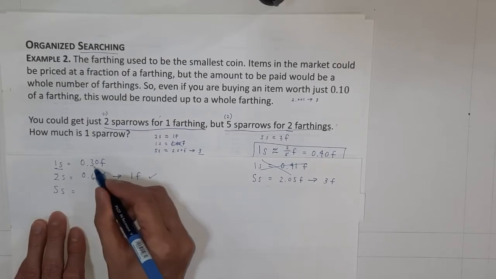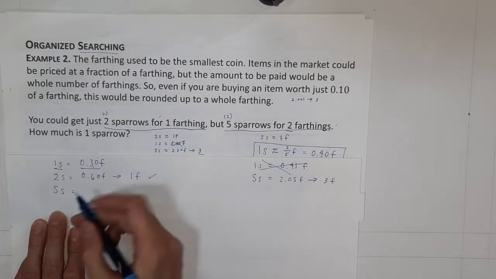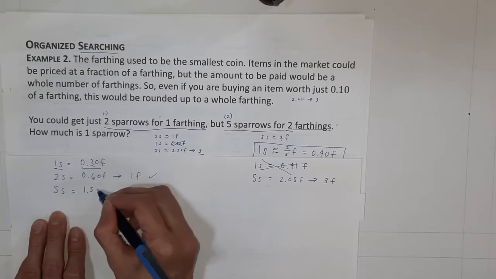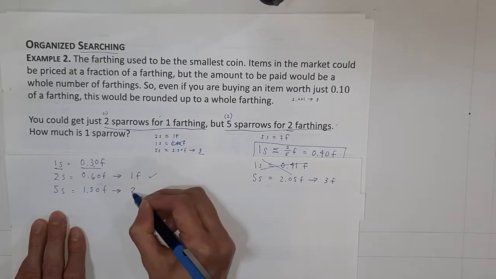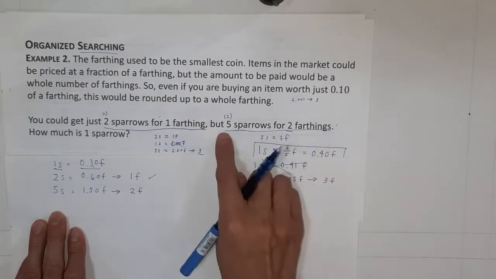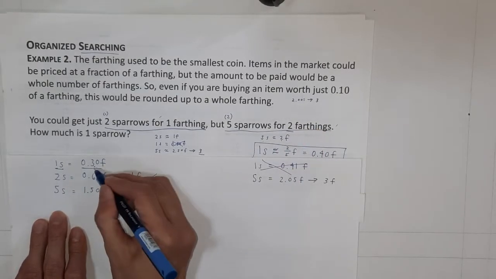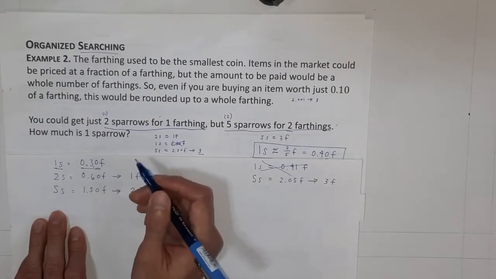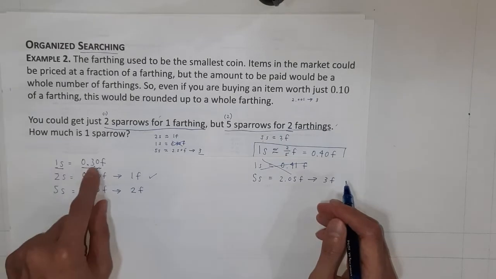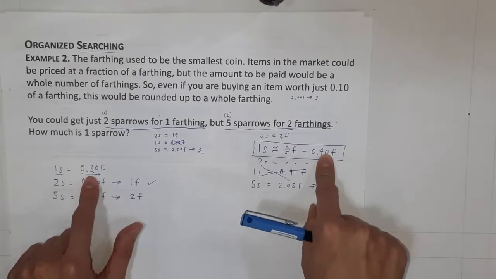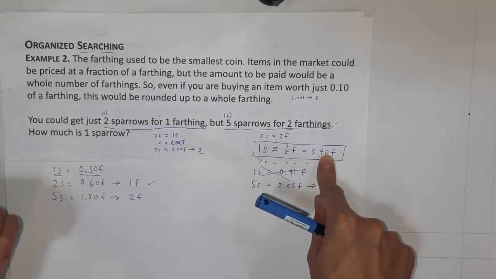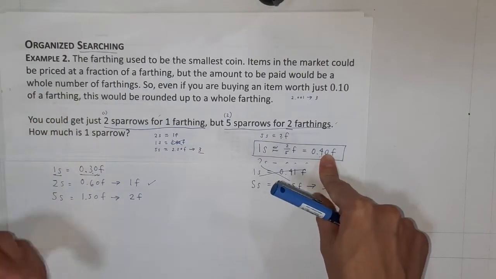Pero pag 5, let us multiply. So, isa ay 0.3. Kung 5 ay i-multiply lang by 5, ito ay 1.50. Again, we round up. Yan ay 2 farthings. Consistent naman siya. 5 sparrows, 2 farthings. So, ibig sabihin, 0.3 is also a possible price. Any price between 0.3 up to 0.4 ay pwede. The next question, pwede pa bang bumaba?